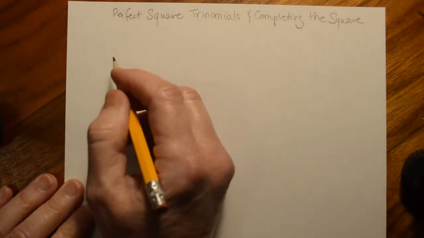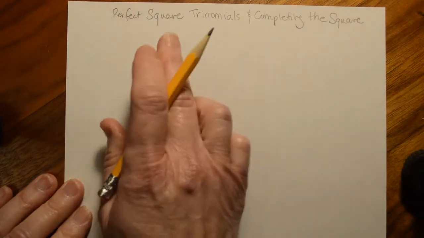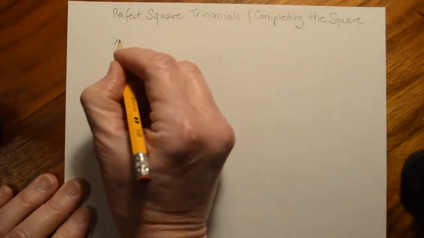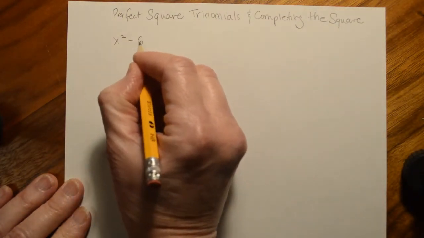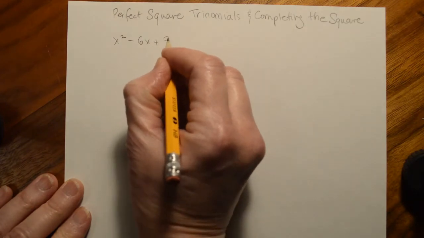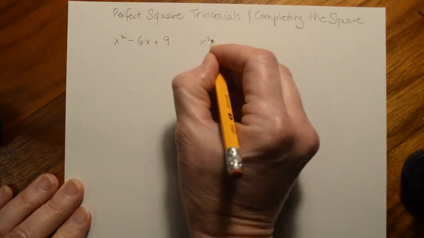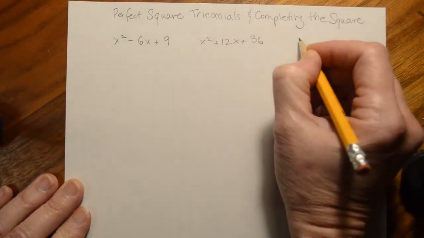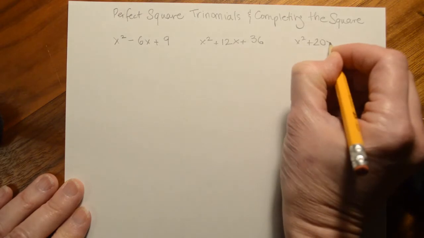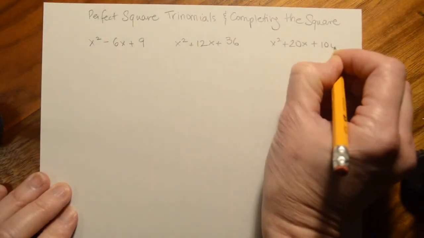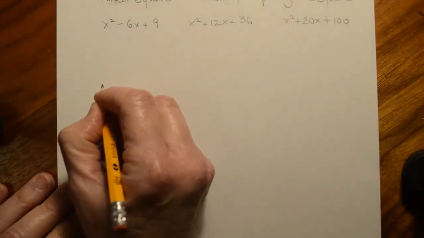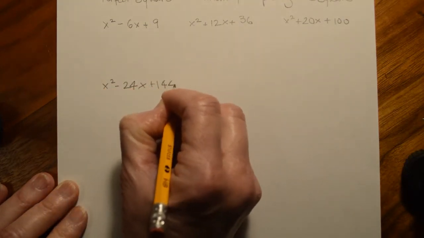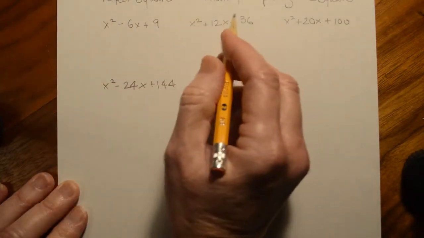How could you look at a polynomial and just tell that it's a perfect square trinomial? And how can we use that to do a process called completing the square? So here are some examples of perfect square trinomials: x squared minus 6x plus 9, x squared plus 12x plus 36, x squared plus 20x plus 100, and I'll do a fourth one here, x squared minus 24x plus 144. So these are all examples of perfect square trinomials.